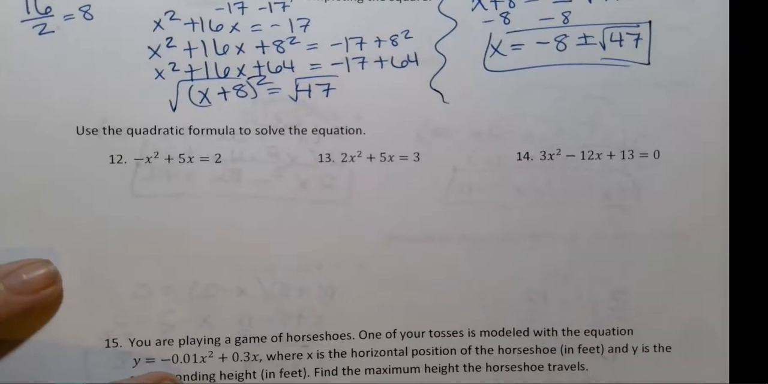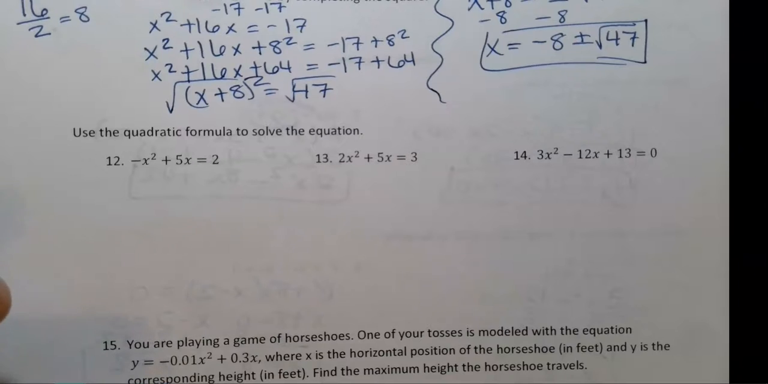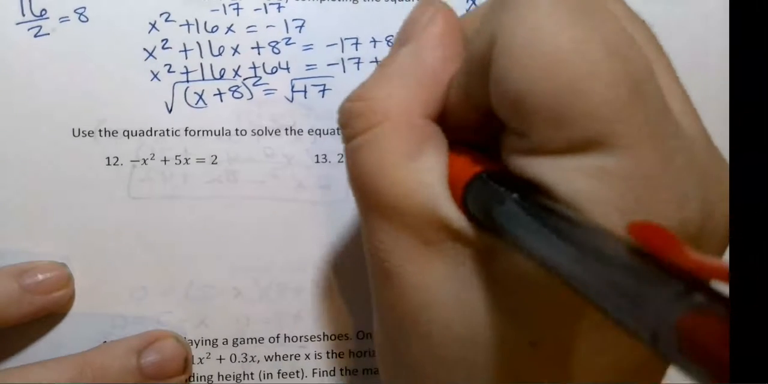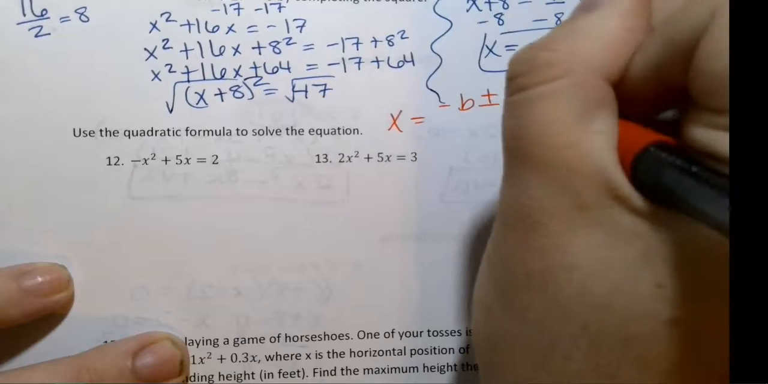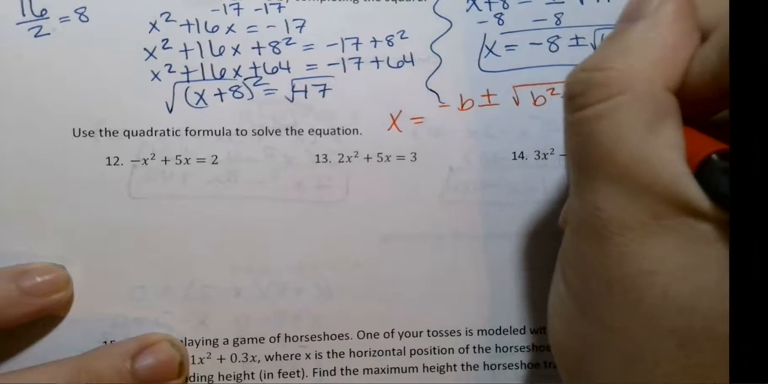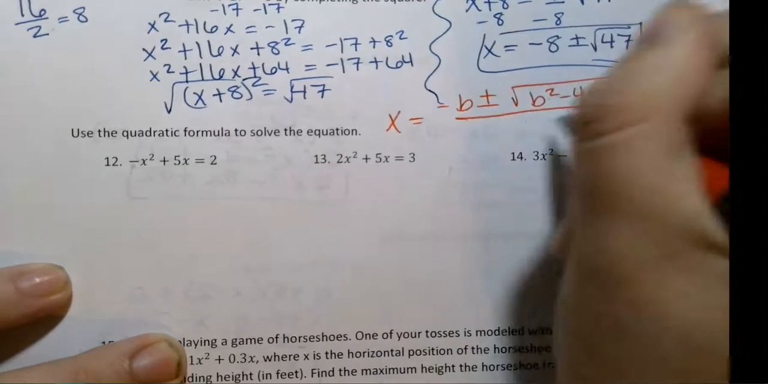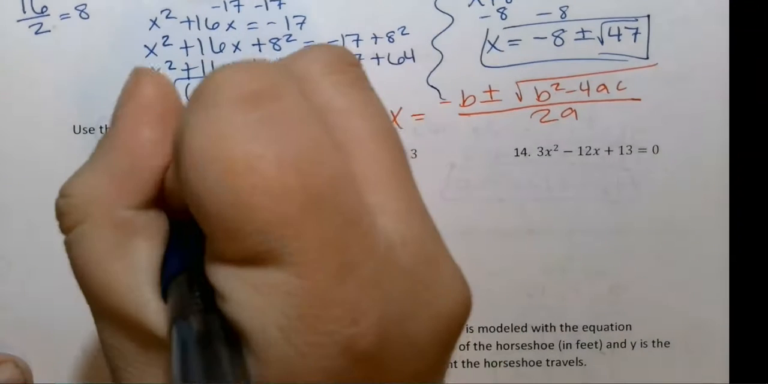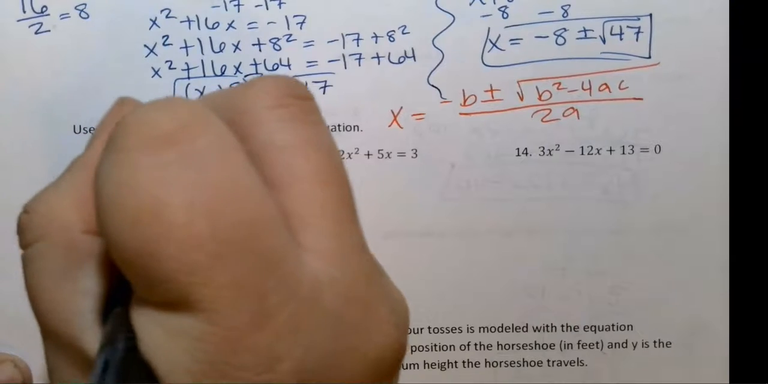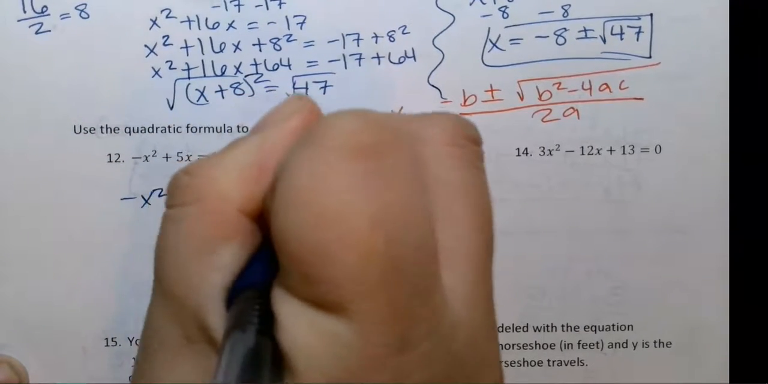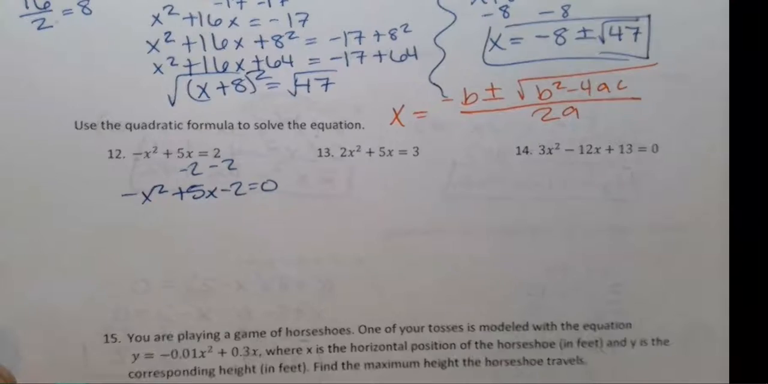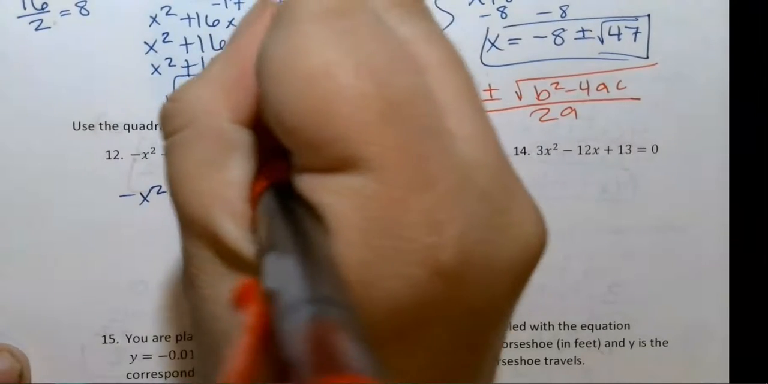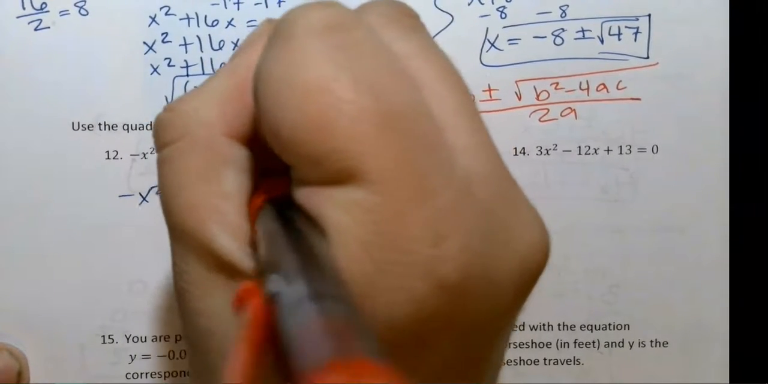Okay. Numbers 12 through 14 want me to use the quadratic equation or quadratic formula to solve the equation. Remember, this is x equals -b plus or minus the square root of b squared minus 4ac, all of this over 2a. In order to use this, I need my equation to be set equal to 0. So the first thing I want to do here is subtract 2 on both sides. Then I want to figure out what my a, b, and c are. So a is -1, b is 5, c is -2.